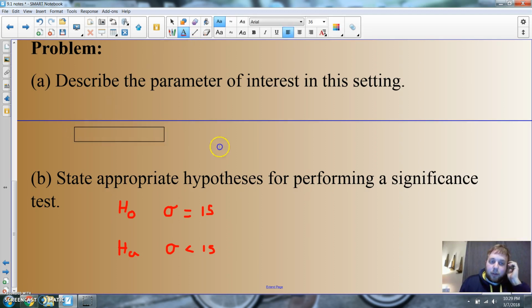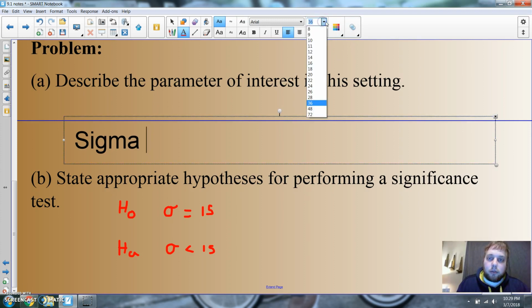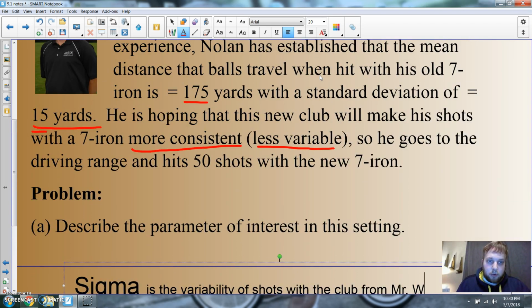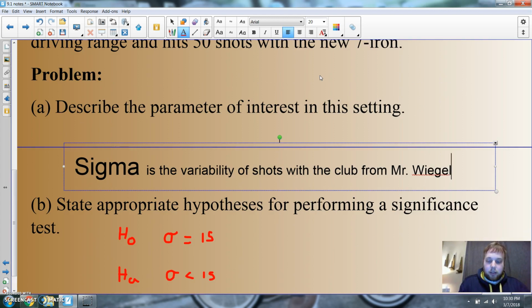And then what would be the parameter that I'm estimating? I would say sigma, let's make that a little smaller. We'll do it live. Sigma is the variability of shots with the club from Mr. Weagle, W-E-I-G-E-L. Okay? There we go.